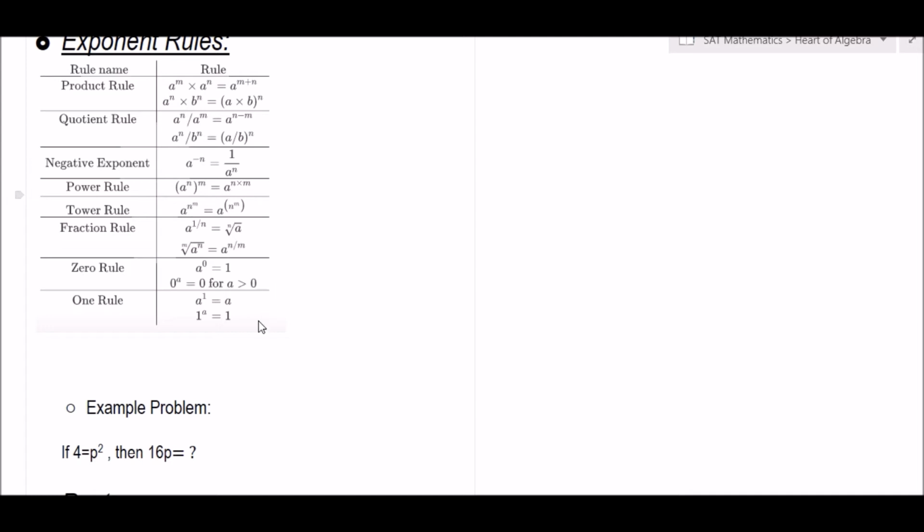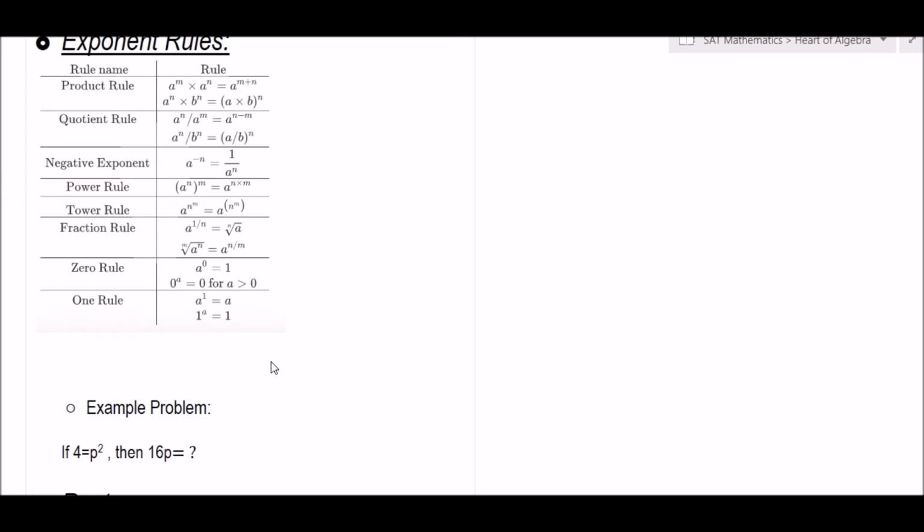Okay, now the 1 rule. A to the power of 1 is a, so any number to the power of 1 is itself, and 1 to the power of a is equal to 1. So basically, 4 to the power of 1 is 4.